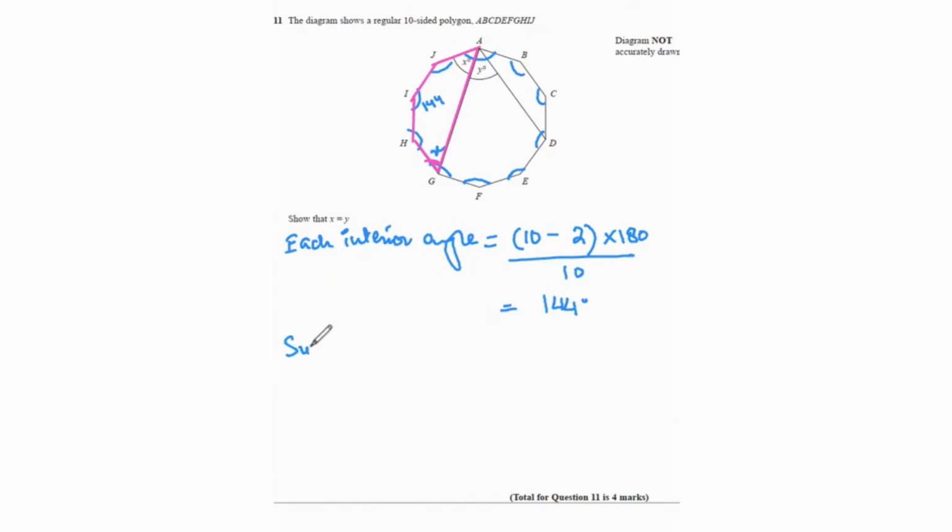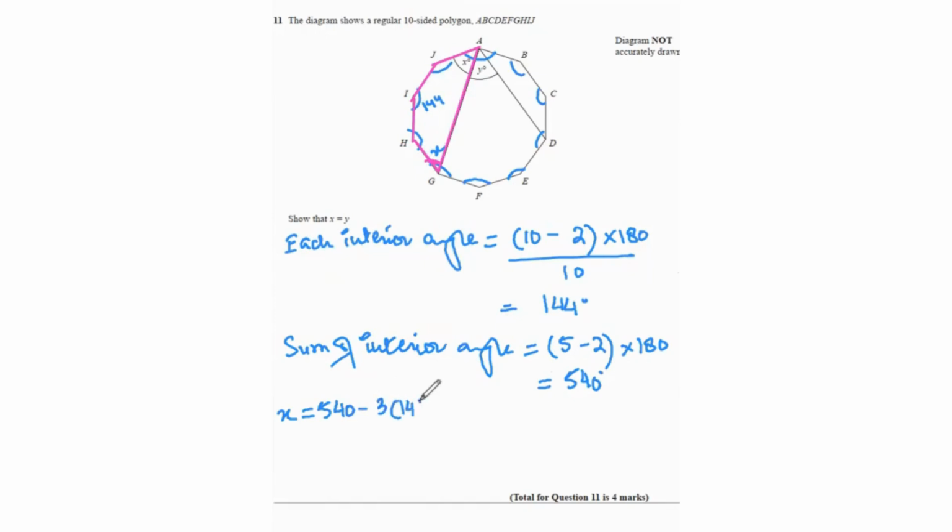So sum of interior angle for this, it's going to be 5 minus 2 times 180. That's 540 degrees. So that means x is going to be 540 minus 3 times 144, because we have 3 angles which are 144, and then we divide it by 2 because 2 angles are x. That's going to give us 54. So x is 54. Now we have to figure out the value of y.